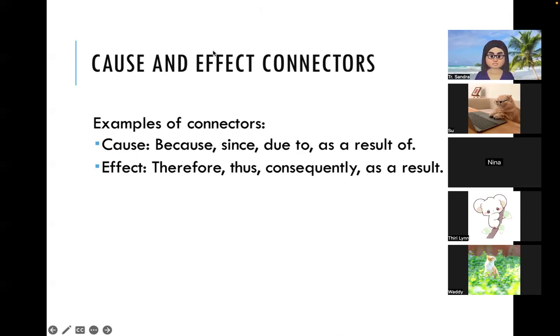These are the example connectors. Later, we are going to do the exercise. Try to remember: if we want to show the cause, we use because, since, due to, as a result of. If we want to point out the effect, we use therefore, thus, consequently, as a result.